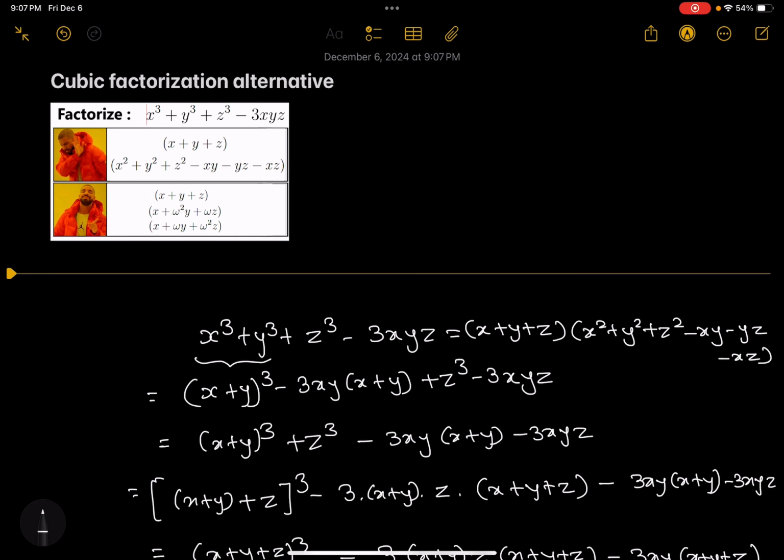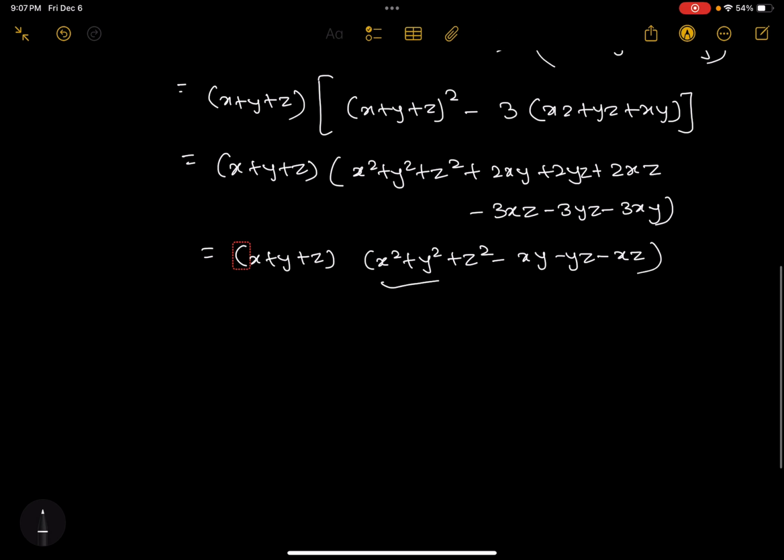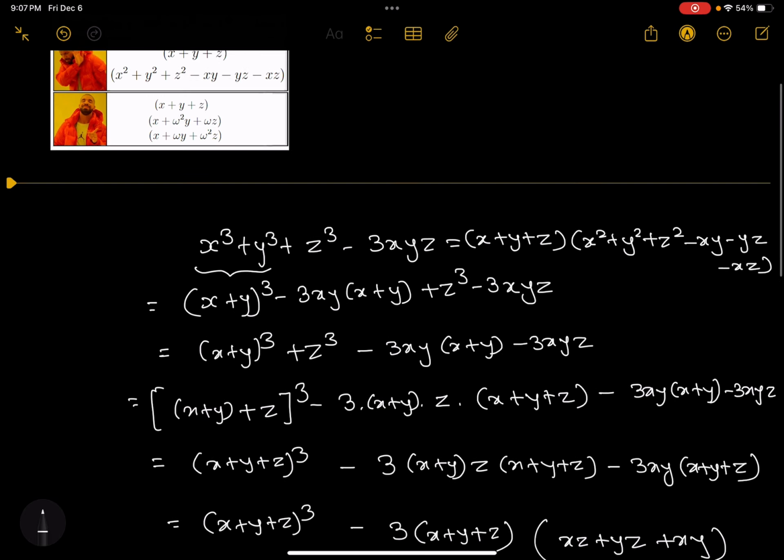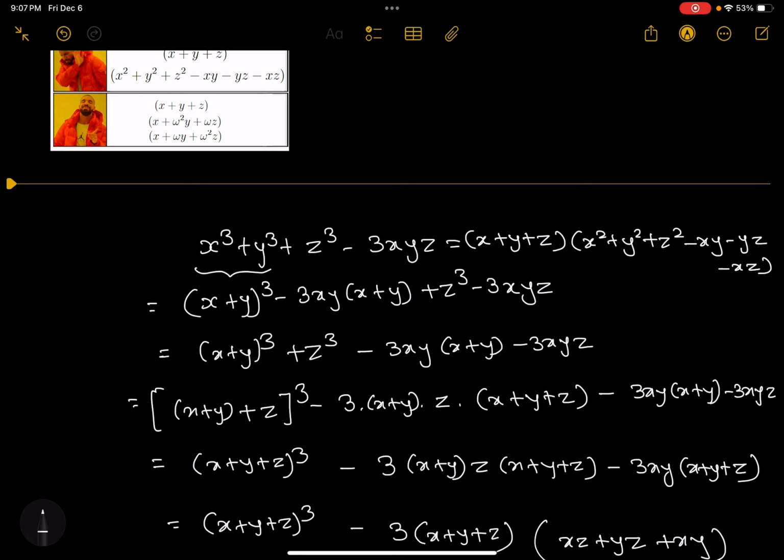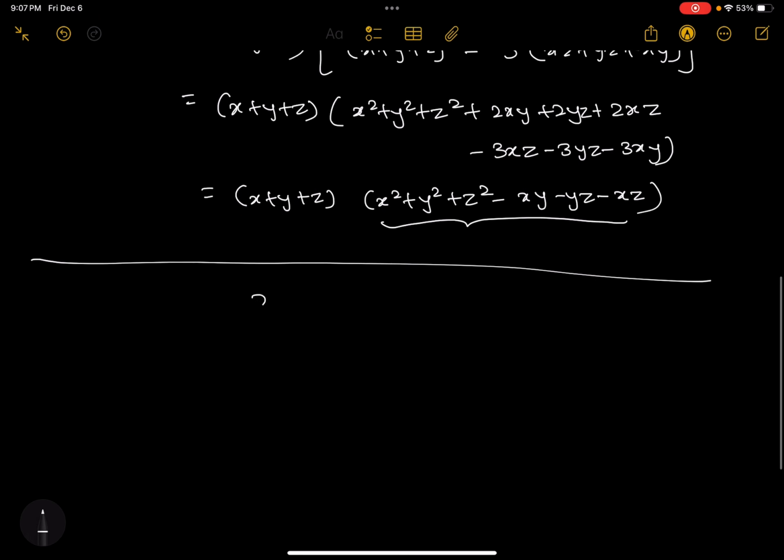But in the first factorized form, this looks pretty long and boring, right? So we want to factorize that too. Our goal would be to factorize the second expression into a form where there are just x, y, and z only. So let's try to do that: x square plus y square plus z square minus xy minus yz minus xz.